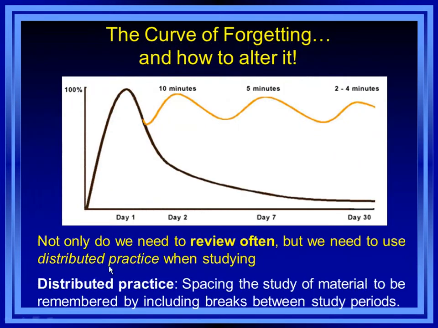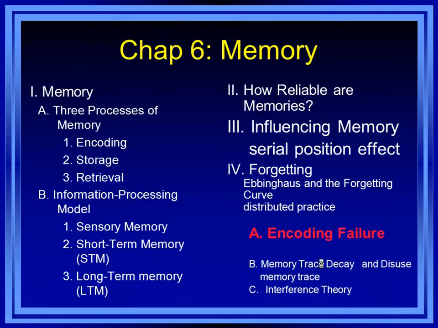Not only do we need to review often, but we need to use distributed practice, what we just talked about. There's a definition in your textbook. All right. Now, A, B, and C on your outline, relatively permanent storage of information into long-term memory, but we do forget some stuff. And these are 3 theories about why we forget.